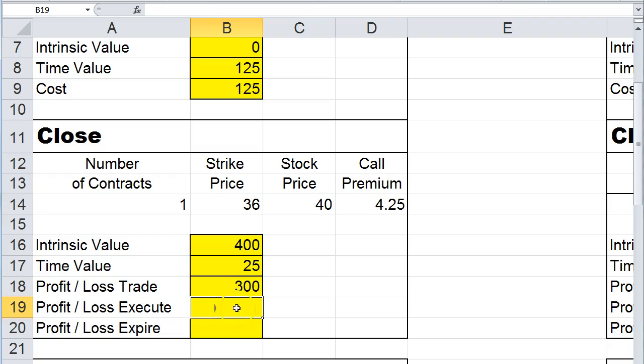Now I may want to execute, which means I'm not trading the contract. I'm going to be actually buying the stock. So what that would mean is I'm going to be buying the stock at my strike price and then selling it at the stock price for my profit. So to calculate the execute, I'm going to start with my stock price.